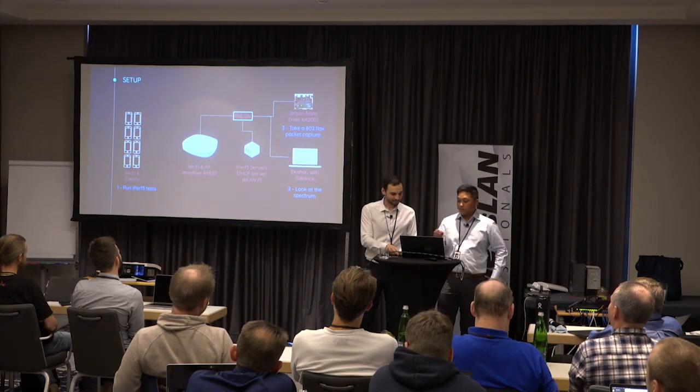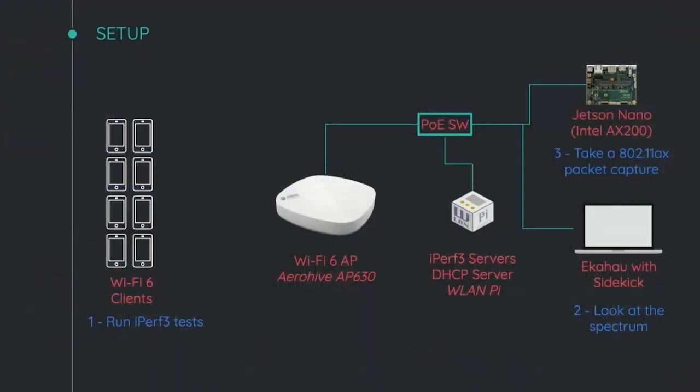All right, so this is our setup. This is our diagram here for how we're doing the setup. So we have our Aerohive AP. We got a switch, thanks to Eddie, Keith, and Ferney for setting that up. And also we have a bunch of WLAN Pis. I think we have 8 of them.